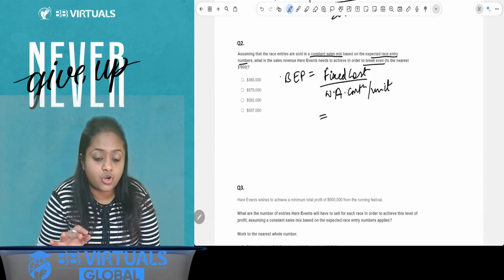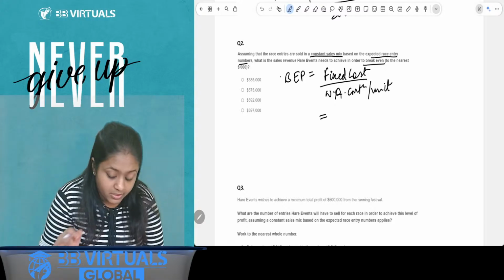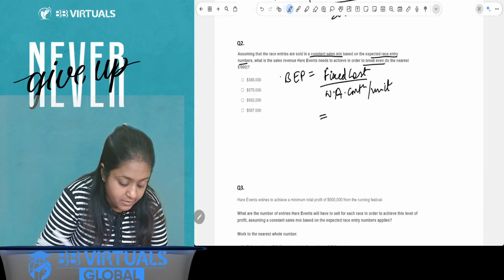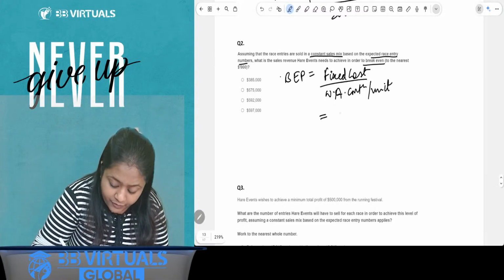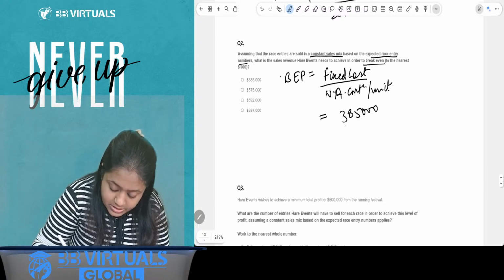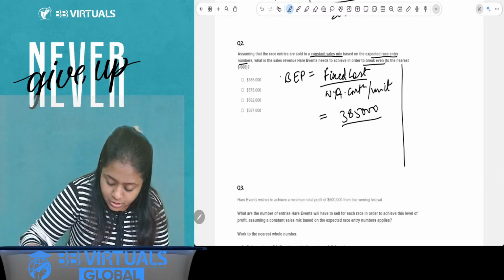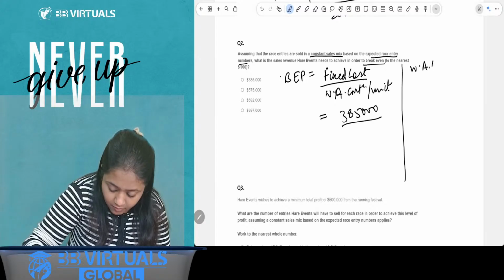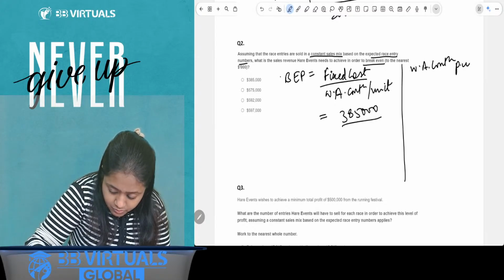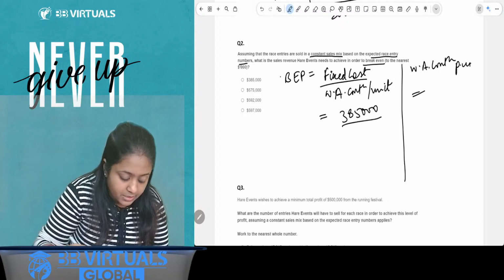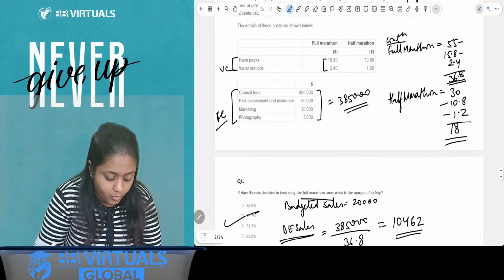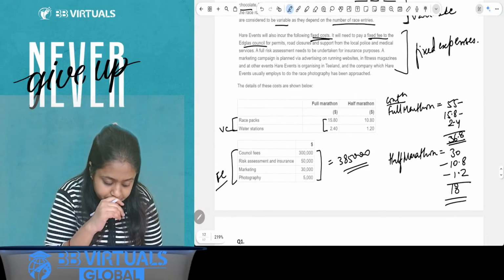Correct? Weighted average contribution per unit. Clear? Okay. Now, fixed cost is already given to us, 385,000. We just need to calculate the weighted average contribution per unit. So, here I will calculate weighted average contribution per unit. That will be equal to, let's see, what is the data given to you.